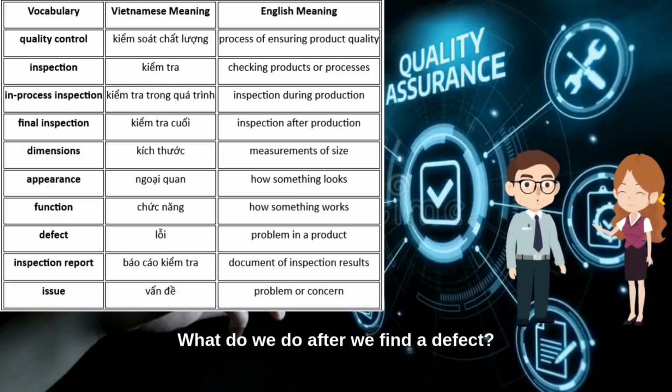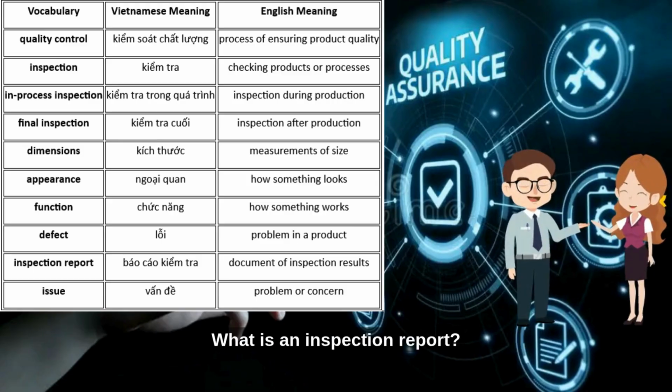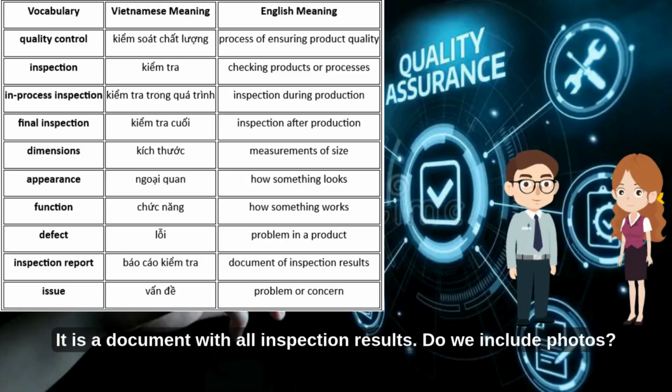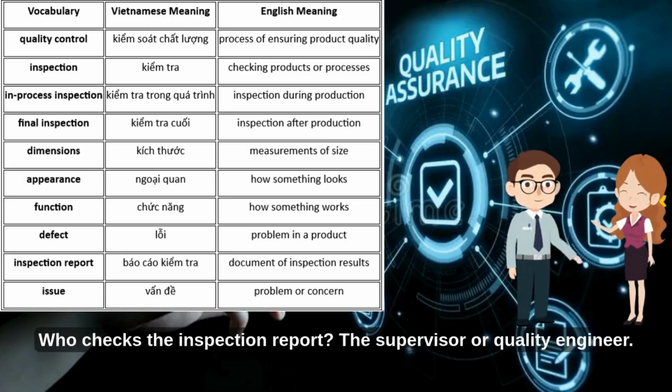What do we do after we find a defect? First, we record it in the inspection report. What is an inspection report? It is a document with all inspection results. Do we include photos? Yes, photos help explain the issue clearly. Who checks the inspection report? The supervisor or quality engineer.